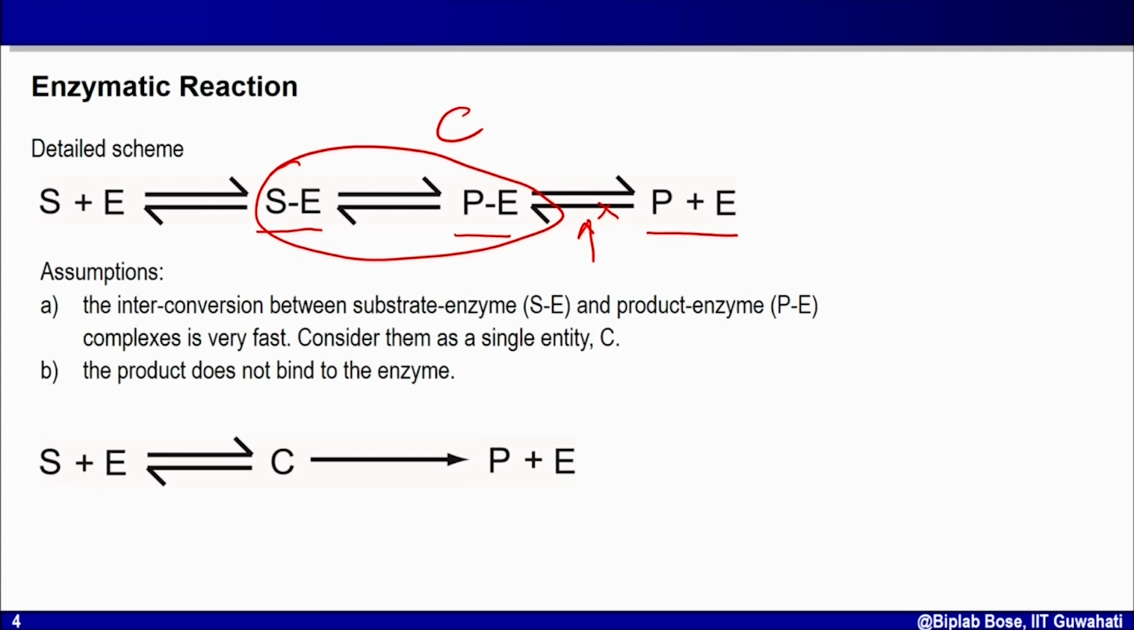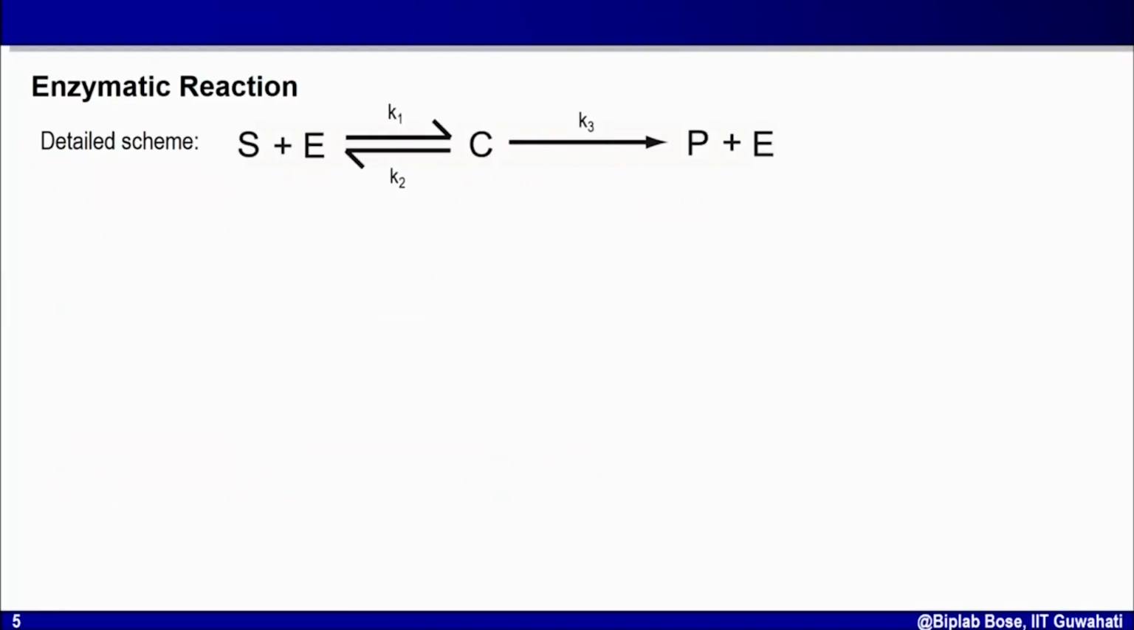So what is happening now? S is binding to E in a reversible fashion to form the complex C, and the complex C is unidirectionally breaking down into product plus E. So initially I started with the detailed scheme, and from this detailed scheme I made some assumptions and I have written down a simplified scheme for the system. Now I will use this simplified system to write down the ODEs for the dynamics of this reaction system.